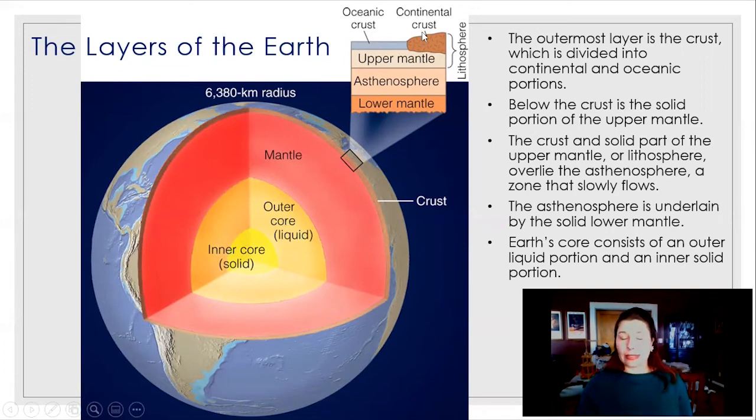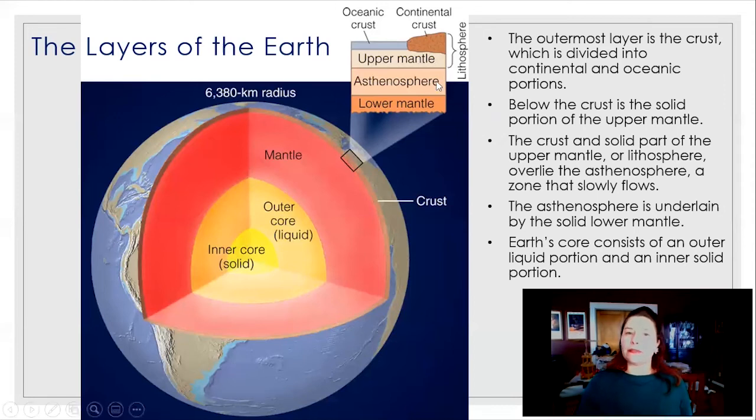And as we get into plate tectonics over the next couple weeks, we are focusing on the interactions between the lithosphere and the asthenosphere. So the lithosphere, lithos means rock, and is kind of the hard, brittle part of the Earth. And this is going to be consisting of the upper mantle and both types of crust.